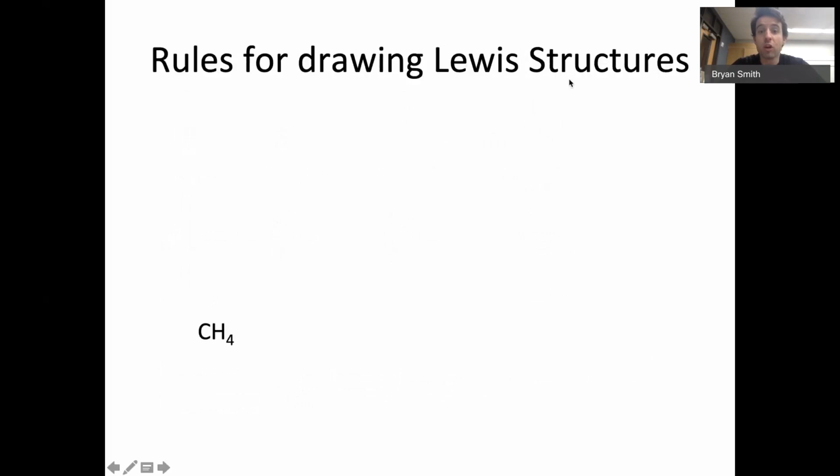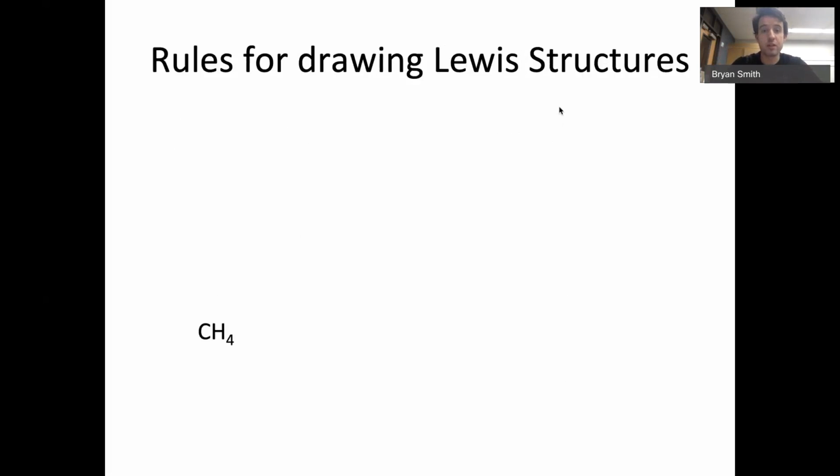Okay, so here are the rules for drawing loose dot structures. Unfortunately, this is where the most writing comes into play. You're going to want to know these rules. We'll boil them down as we move forward, but sometimes when you're first starting these out, it's a little daunting. So here are some steps that you can always follow that'll help you out.